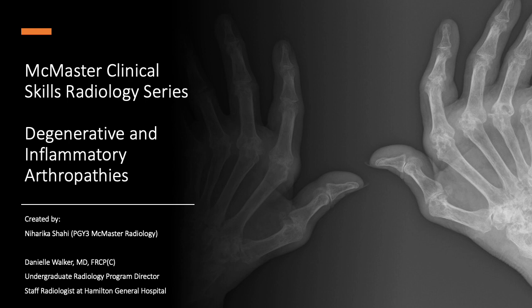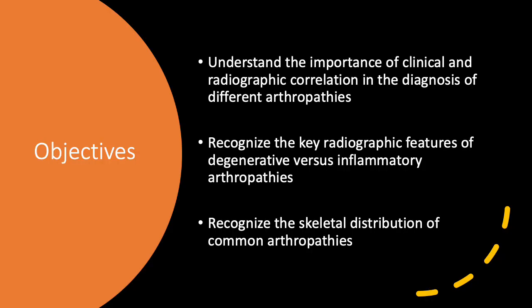In this video I cover the basics of degenerative versus inflammatory arthropathies. The objectives of this lecture are to understand the importance of correlating clinical and radiographic findings to diagnose different arthropathies, to recognize the key radiographic features of degenerative versus inflammatory arthropathies, and lastly, to recognize the skeletal distribution of common arthropathies.